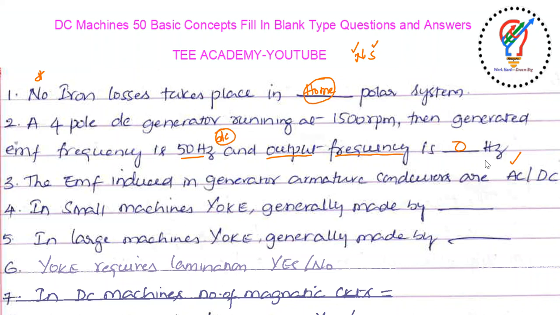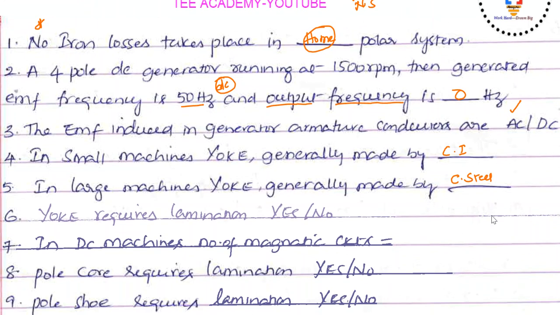Next one, in small machines, the yoke, the outer part of the DC machine, is generally made by. And similarly, the next question: in large machines, the yoke is generally made by. In smaller machines, it is made of cast iron. And similarly, in the case of large electrical machines, the yoke is made of cast steel.